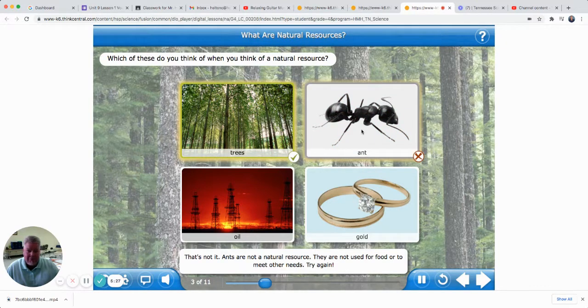That's not it. No, I Ants are disagree. not a natural resource. They are not used for food or to meet other needs. Try again. I disagree with that, don't you? Anteaters would think that ants are natural resources.